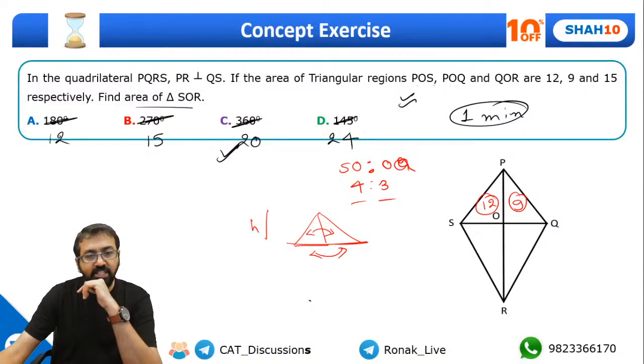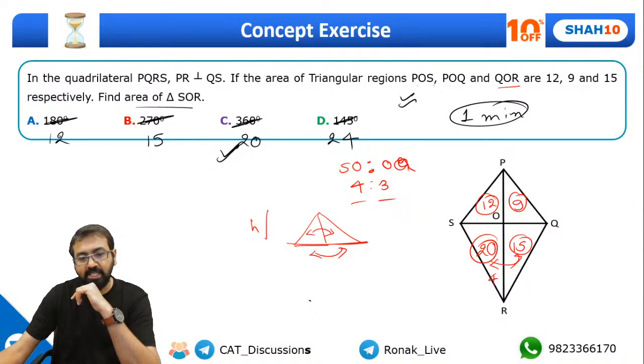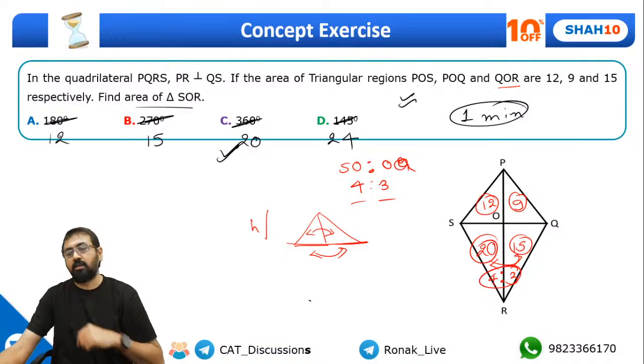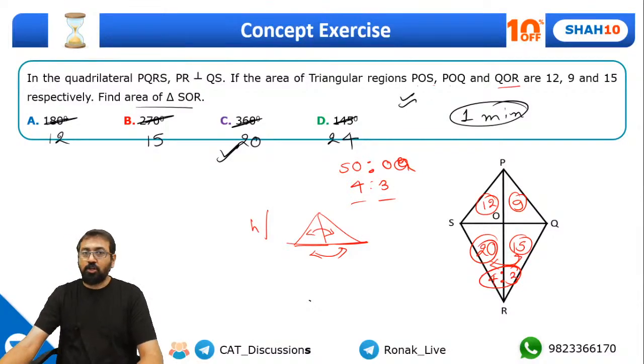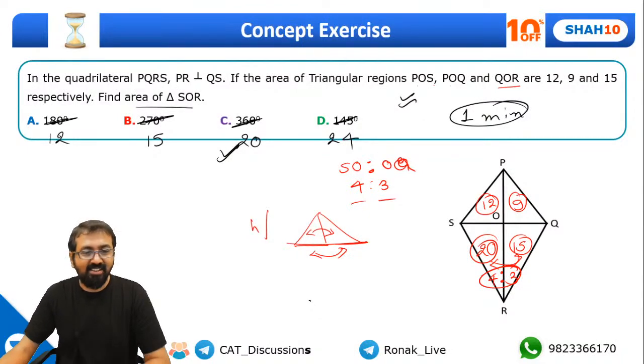Everyone, do you understand this part? Right? So what are we given? QOR is given as 15, so this is 15, so this has to be 20. Only then this ratio will be maintained 4:3. As simple as this.